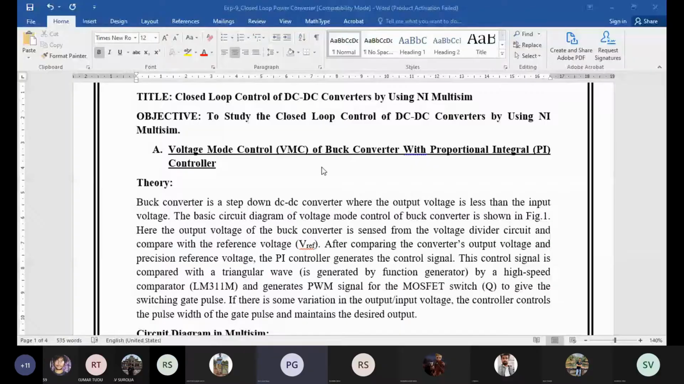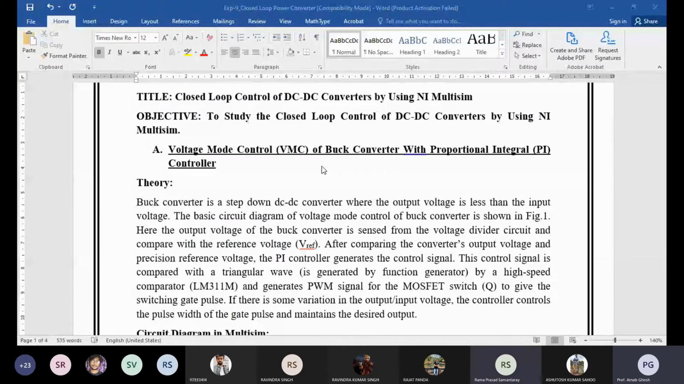This is your experiment number 8. Okay, so in last class what happened, I discussed different DC-DC converters and their simulations within open loop system, where we discussed the buck converter, boost converter, then asymmetrical bridge, symmetrical bridge.